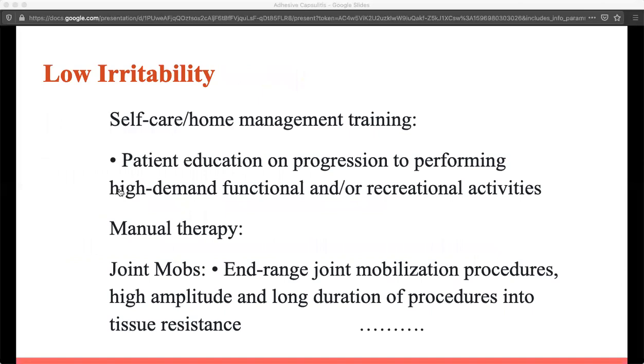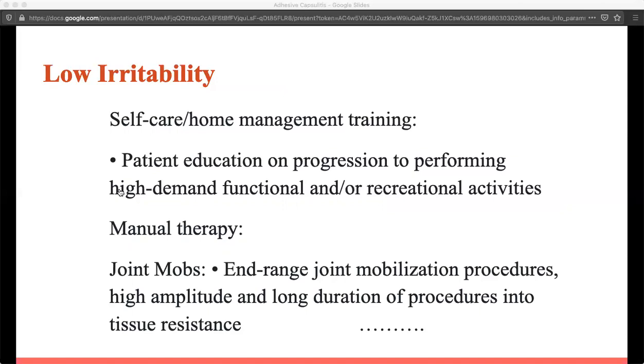And low irritability, you don't want to waste your time on any modalities, no heat, no TENS, no IFT. They don't need any of that. Okay, you can go right into patient education, encourage them to use the shoulder as much as is possible for them. So don't tell them, oh, you need to take rest, you need to limit it. No, these are the patients you want to encourage to move.